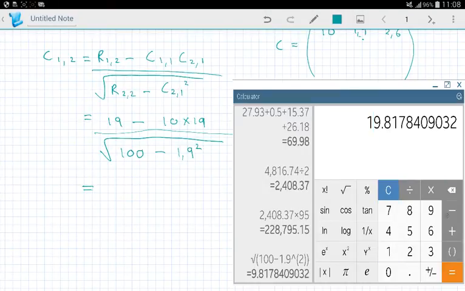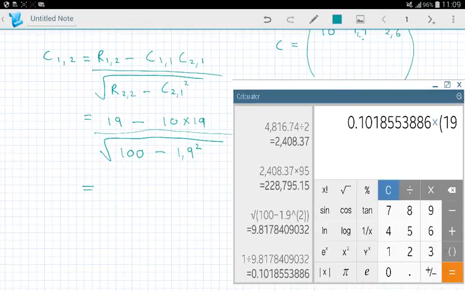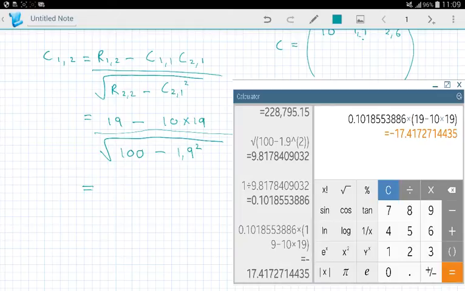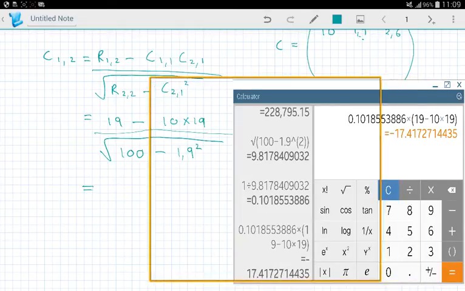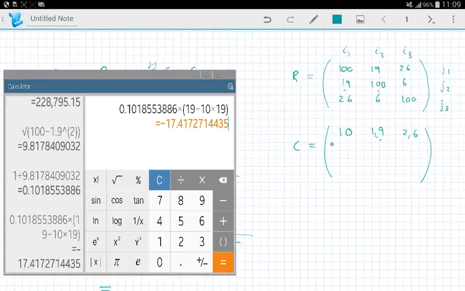Well, let's go 1 divided by that. Okay, and then we're going to multiply that. Open brackets, 19 minus 10 times 19. And that should give us negative 17.4. Okay, so this value over here is negative 17.417.